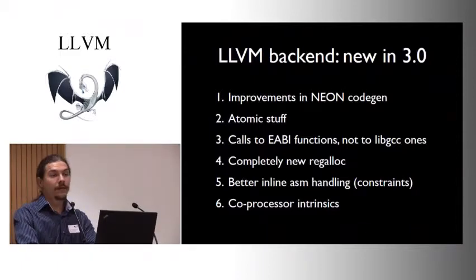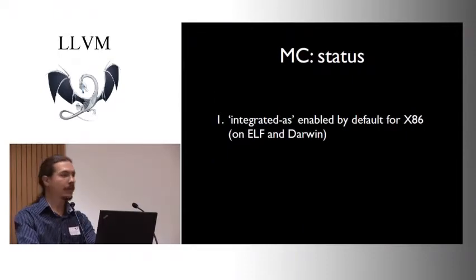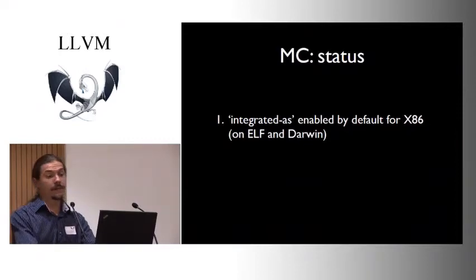One of the important parts of the backend is the MC library. The MC library is a library used to operate on machine code. So it's the in-memory representation of the machine code. Current status is the following. As of the 2.9 release, the so-called integrated assembler mode was enabled by default on x86, so on ELF, on Darwin platforms, and it performs quite well.